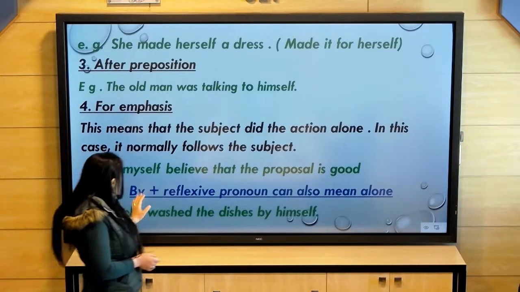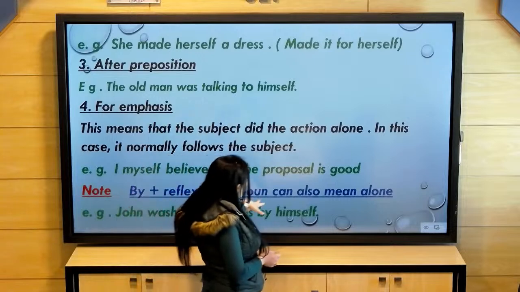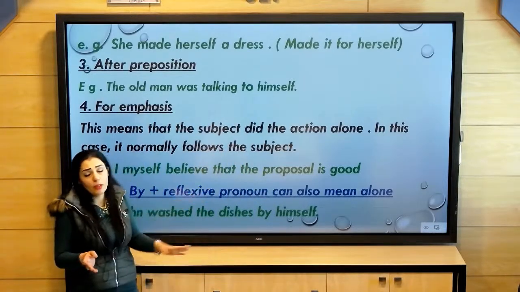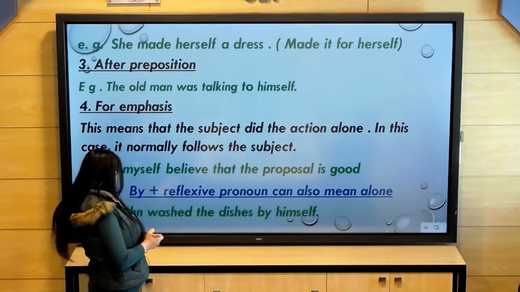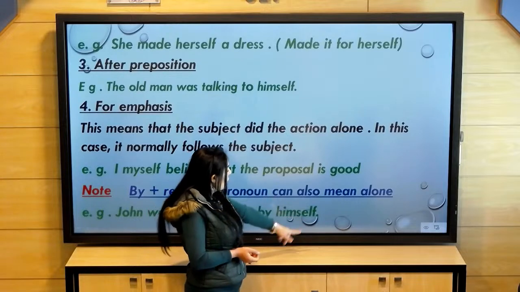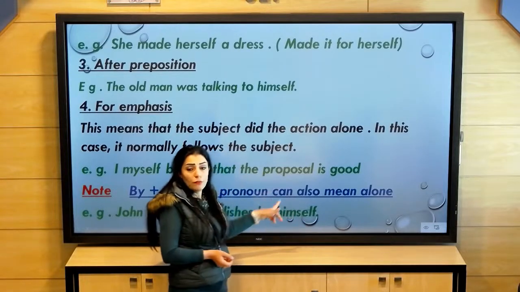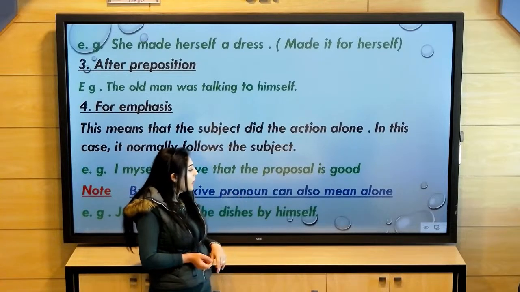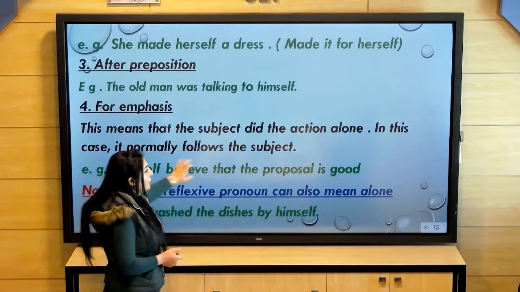Note, by plus reflexive pronoun can also mean alone. So by plus any reflexive pronoun means alone. Example, John washed the dishes by himself. Here, when you have a reflexive pronoun following the word by, it means alone.